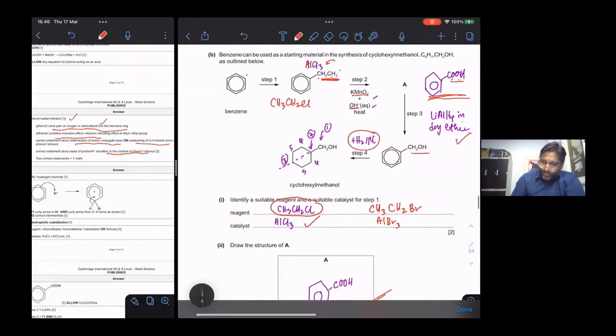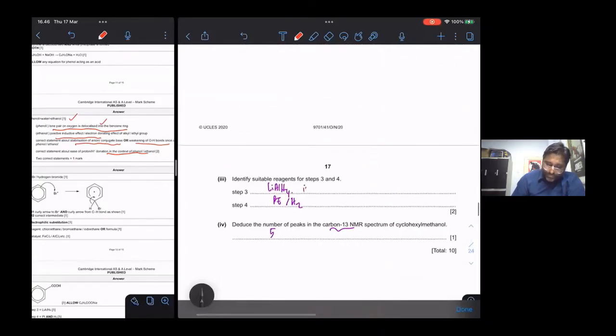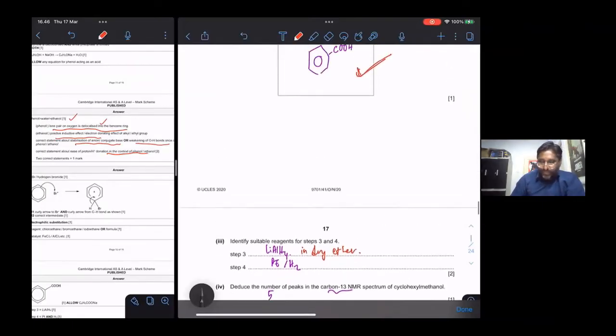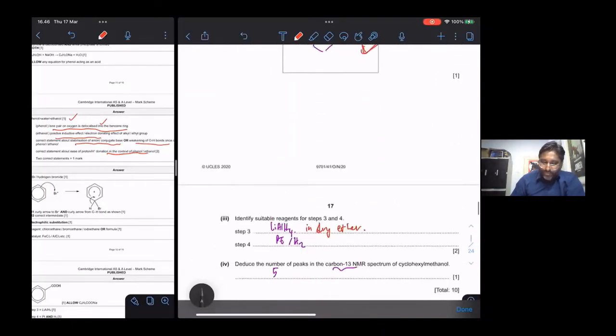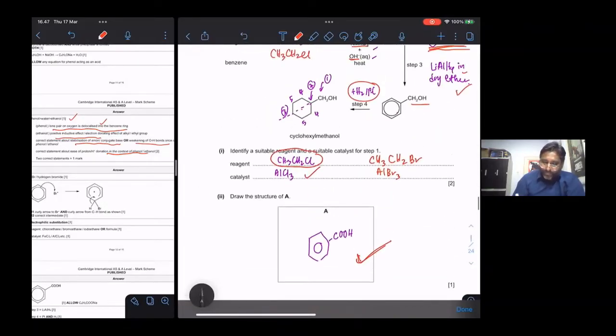Yeah, so I already put LiAlH4 in dry ether, done. So you just put in dry ether. They want the reagent only, no need for the condition, but I just write it also. And then platinum catalyst, H2. Yeah, the reagent is going to be hydrogen gas with platinum catalyst. Yeah, so that is step number 4.